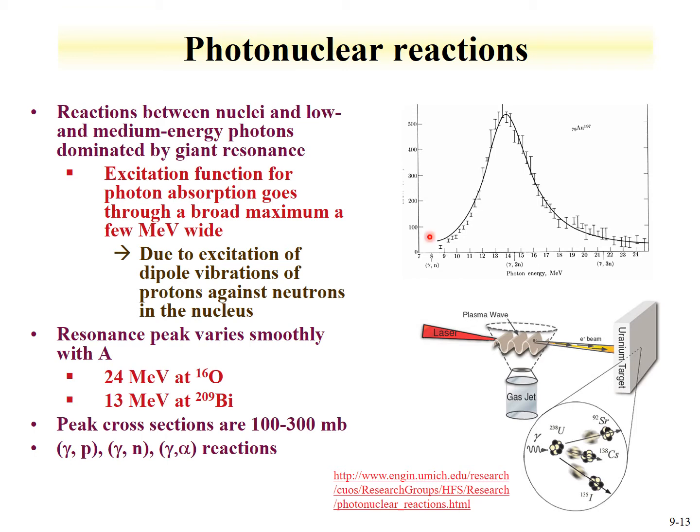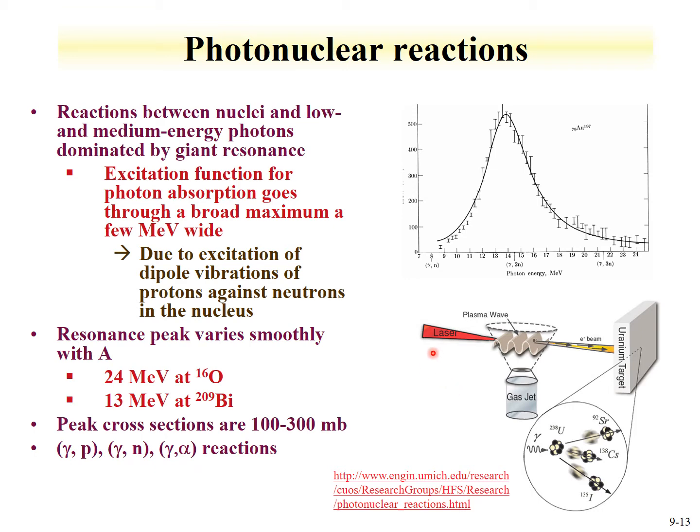As we see, the reactions here are gamma-n, gamma-2n, gamma-3n. We see it goes through a maximum peak for the 2n reaction at around 14 MeV. The resonance peak, the way this figure behaves, is going to vary pretty regularly with the A of the target: 24 MeV for oxygen-16 and 13 MeV for bismuth. And here are just shown gamma-n reactions, but there are actually a number of different reactions possible, including proton, neutron, and alpha reactions.